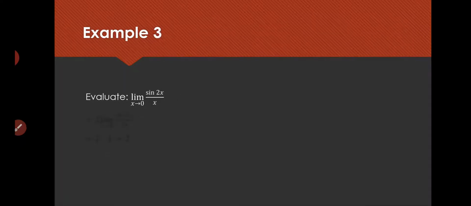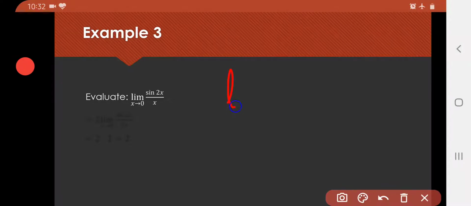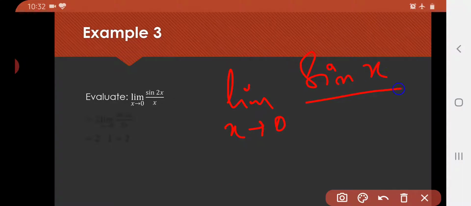Number 3, limit x tends to 0, sin 2x by x. Now I know the standard limit is sin x by x. So limit x tends to 0 sin x by x is equal to 1. Now that means whatever is in the numerator has to be in the denominator as well, then only it will become 1. So here you can see I have 2x in the numerator but no 2x in the denominator. So to bring that 2x, I need to multiply by a 2 both in the numerator and denominator.